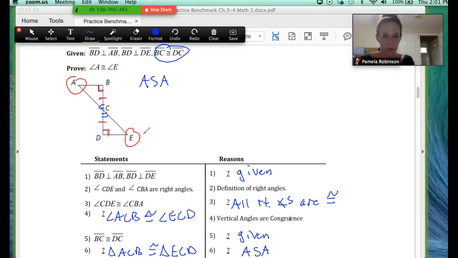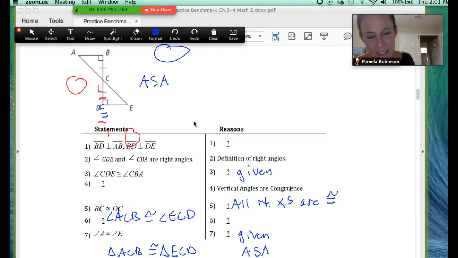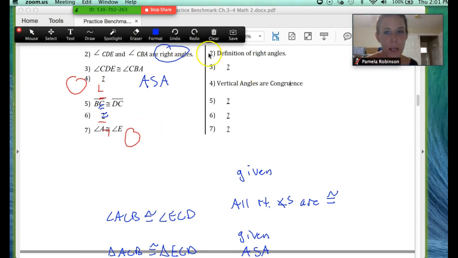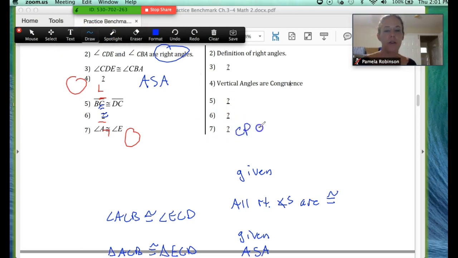And I have to scroll down, so it's going to make everything pull up. So it's going to pull all our markings off their places. But that last step right there, see, it pulls all our markings. So that last step, I'm just going to write it here. Congruent parts of congruent triangles are congruent. That's why angle A is congruent to angle E, because congruent parts of congruent triangles are congruent.